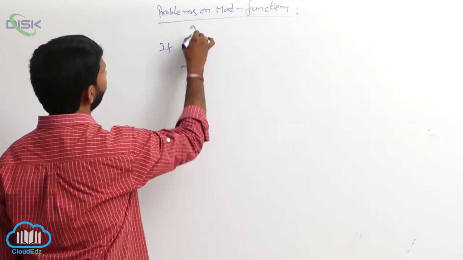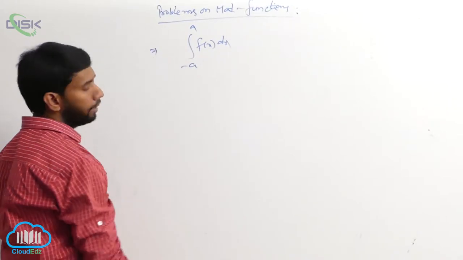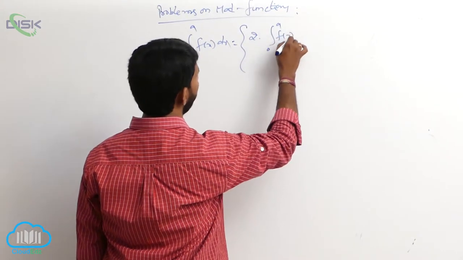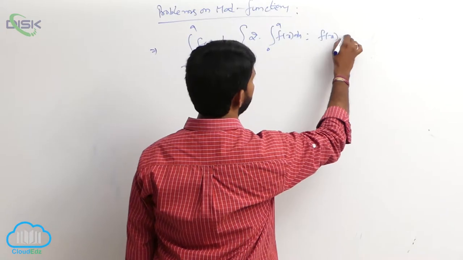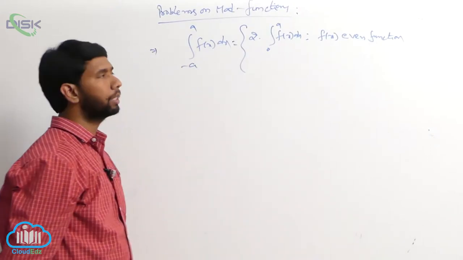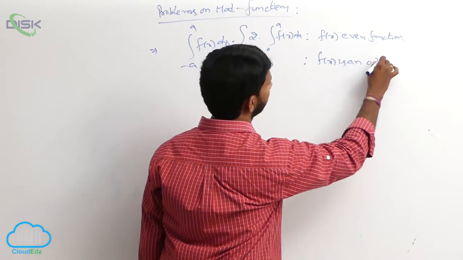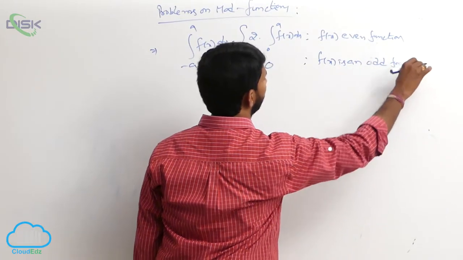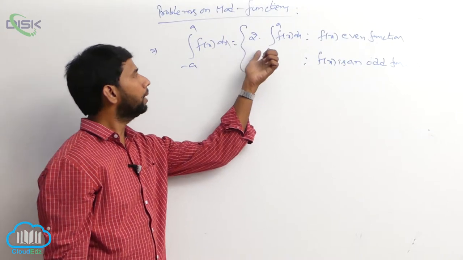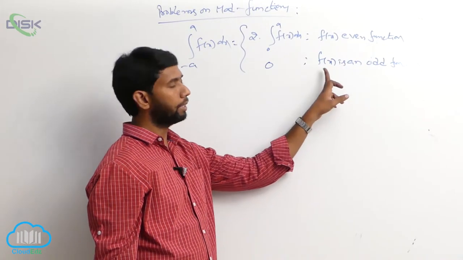If integral from minus a to a of f of x dx is equal to 2 times integral from 0 to a of f of x dx when f of x is an even function, otherwise 0 when f of x is an odd function.